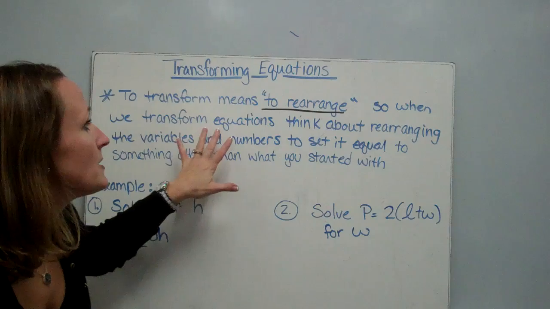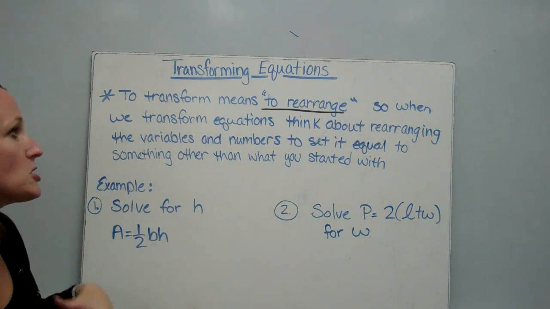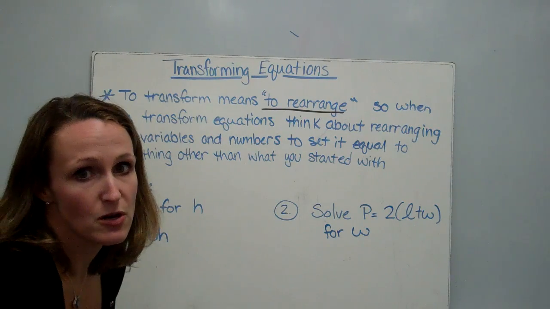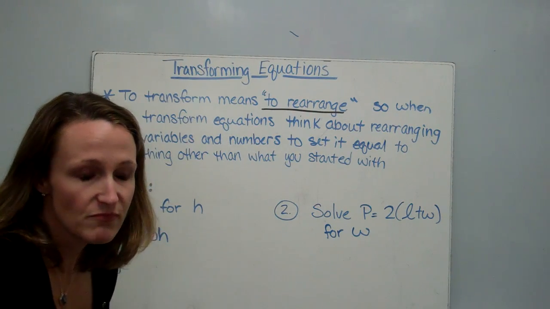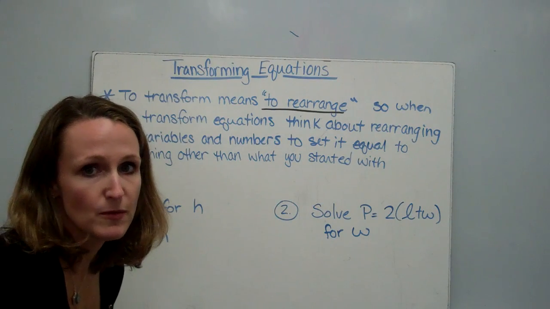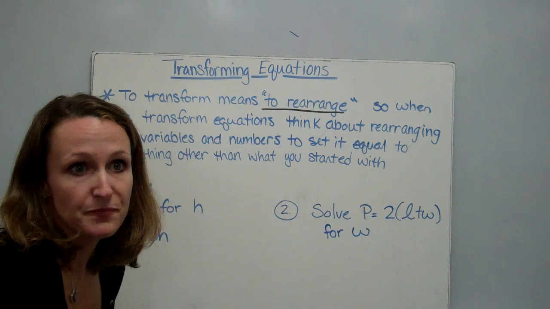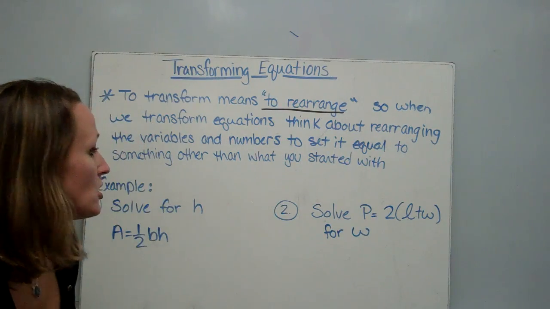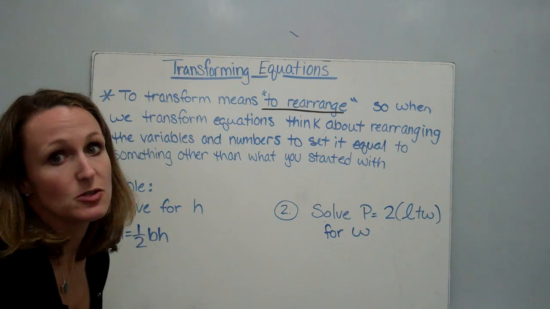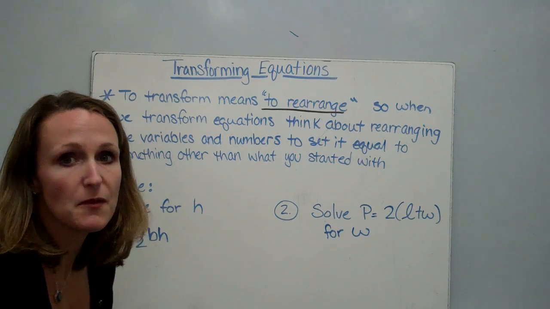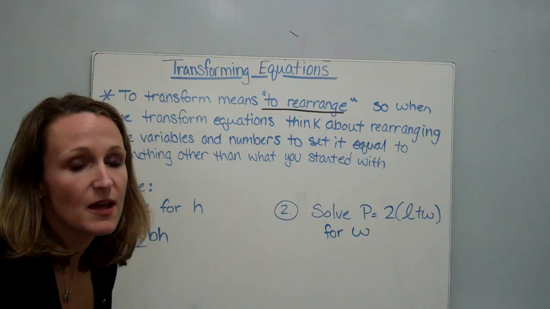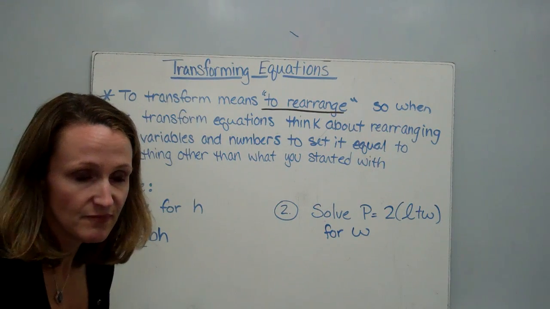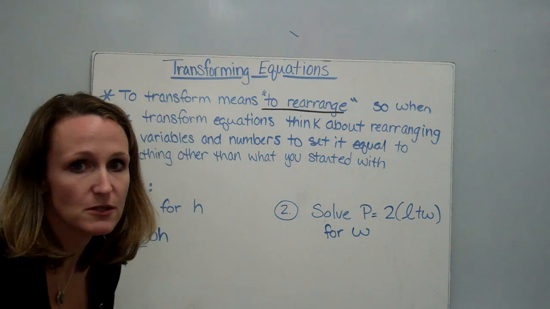So when you transform an equation, you're going to think about rearranging the variables and the numbers to set it equal to something other than what you started with. It's called a literal equation. Equations have a general format that they always are seen in, but then you have these literal equations where you want to solve it for something else. So we're going to look at a few and talk about how to transform them. And it works just like any other equation where you're told to solve for something, and you're going to rearrange things by adding, subtracting, multiplying, and dividing until you get to the variable that you've been told to solve for.